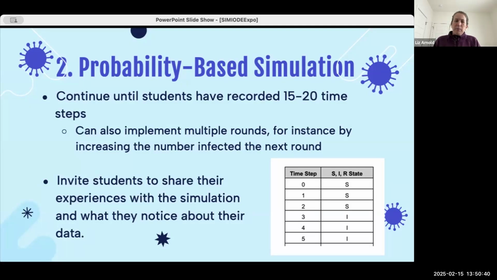After they play rock, paper, scissors, they reveal their status and update whether they're susceptible, infected, or recovered at each time step. We repeat this until students have recorded about 15 to 20 time steps. Okay. So after they do this, we really invite students to share experiences about their individual data set before we move on to the population.